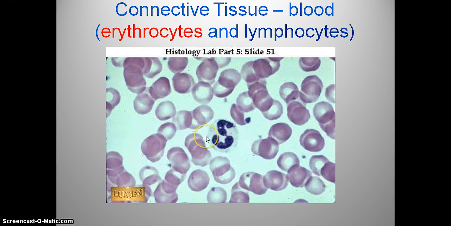Look at this. That's a white blood cell, which we also call lymphocytes. It's one of the many kinds of white blood cells. It's much larger, and yes, it does have a nucleus. All right.